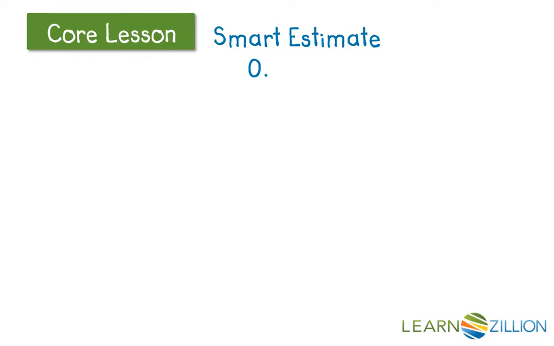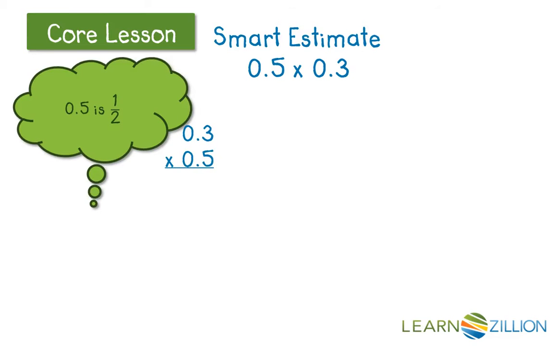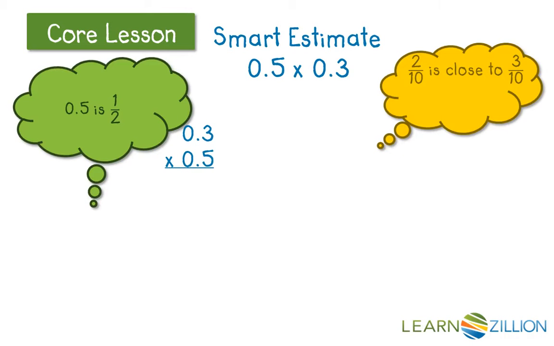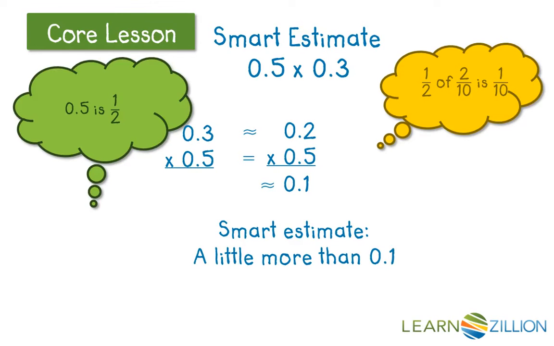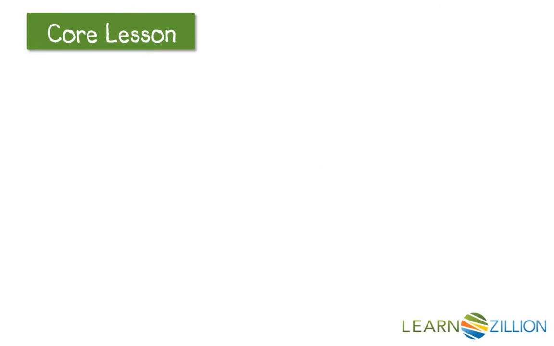Let's start by making a smart estimate as we tackle this problem, 5/10 times 3/10. What do we know already? Well, we know that 5/10 is 1/2, and we know that 2/10 is pretty close to 3/10. And if we're using smart rounding, we don't have to round to a specific place value. We can round to something that is close to a number and easy to work with. As I think about 1/2 or 5/10 of 2/10, I know that half of 2/10 would be 1/10. So my estimate is that this is going to be a little more than 1/10 for our answer.